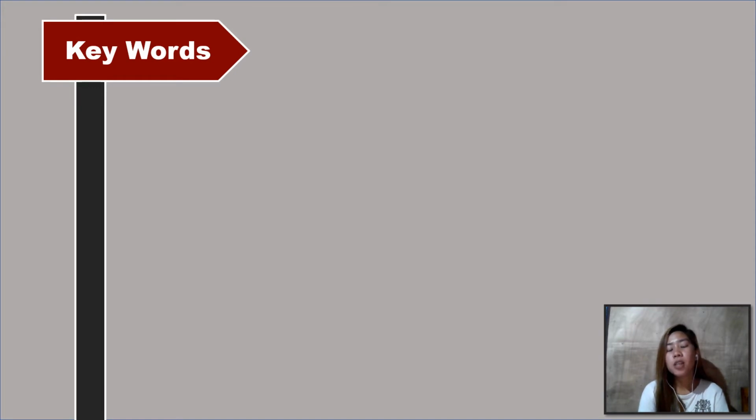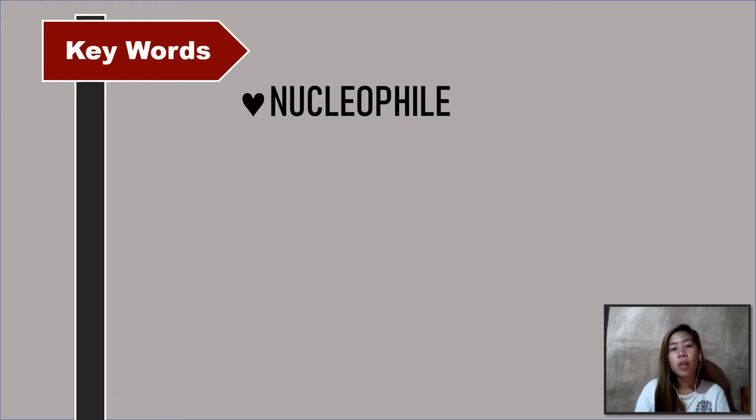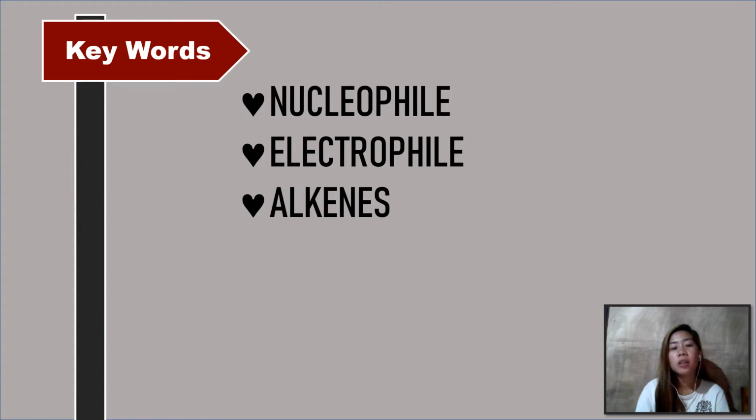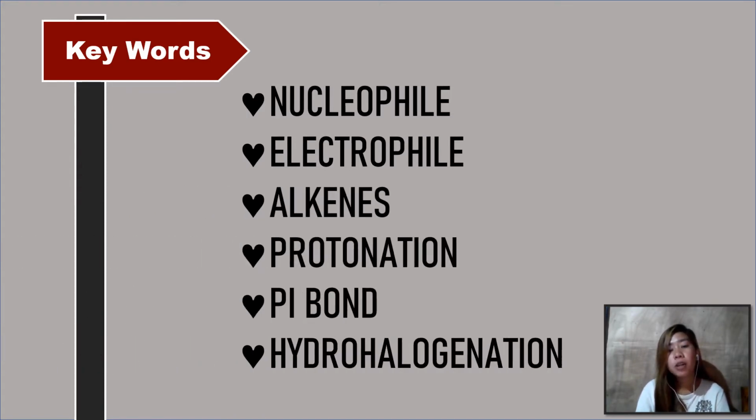But let's first unlock our vocabulary and familiarize ourselves with these common words that we're going to use throughout this lecture. First, nucleophile, electrophile, alkenes, protonation, pi bond, and lastly hydrohalogenation.